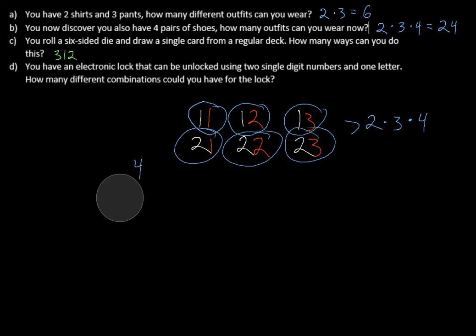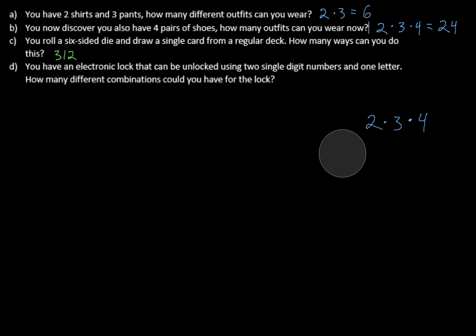So I'm going to clear all this off. You guys take a second to read that. We have an electronic lock that can be unlocked using 2 single-digit numbers and 1 letter. How many different combinations could you have for the lock?